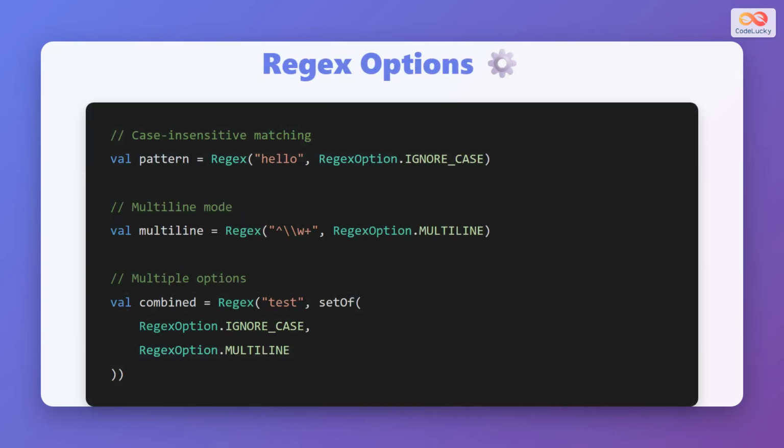Kotlin's Regex class supports various options that modify how patterns are matched. The most common is IGNORE_CASE, which makes your pattern case insensitive. So the pattern "hello" would match hello, HELLO, or any other case variation. Another useful option is MULTILINE, which changes how the caret and dollar anchors work, allowing them to match at line boundaries rather than just the start and end of the entire string. You can even combine multiple options by passing a set of RegexOption values. These options give you fine-grained control over how your patterns behave.